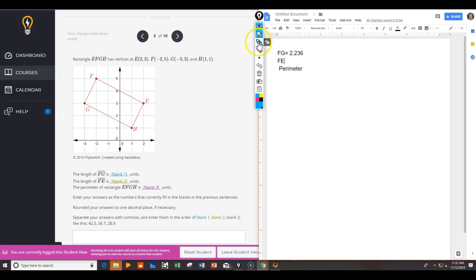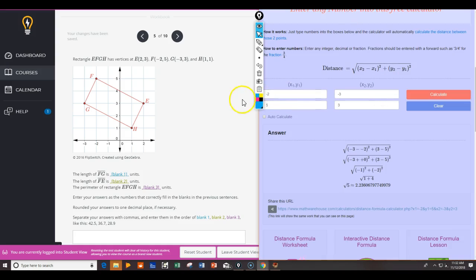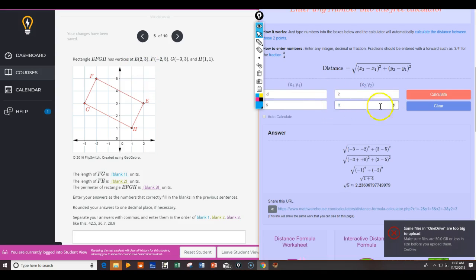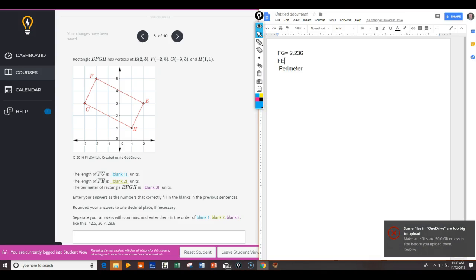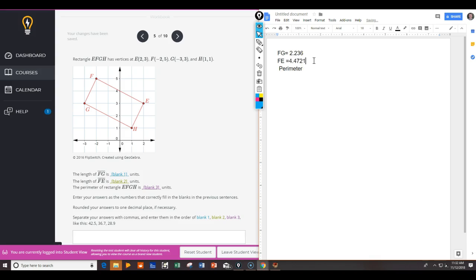Now FE. So again, point F is (-2, 5), so -2 and 5. And now we want to find the distance of F to E. So E is at 2, 3. Calculate. That's 4.4721. And now the perimeter.